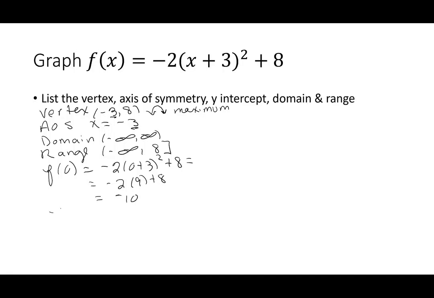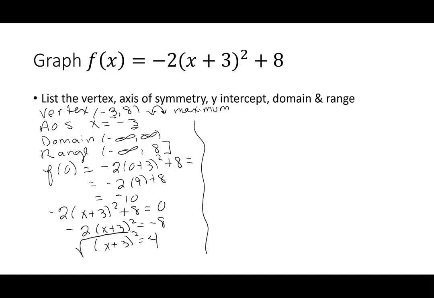So I have -18 plus 8 is -10. To get my x-intercepts, I'm going to take -2 times (x plus 3) squared plus 8, set it equal to 0. First step is move the 8 over, so I have -2 times (x plus 3) squared is -8. When I divide by -2, I get (x plus 3) squared is 4. I'm going to take the square root of both sides, so the square root of (x plus 3) squared, square root of 4. I have x plus 3 is plus or minus 2. So if x plus 3 is 2, then x is -1, so I have the point (-1, 0). If x plus 3 is -2, then x is -5, so I have (-5, 0).